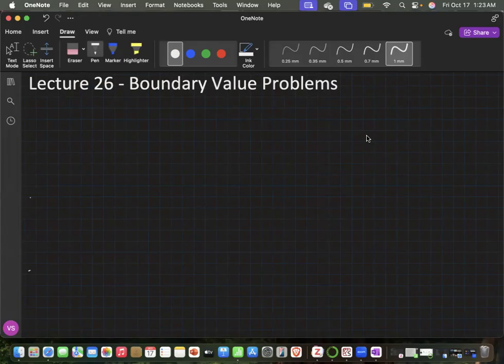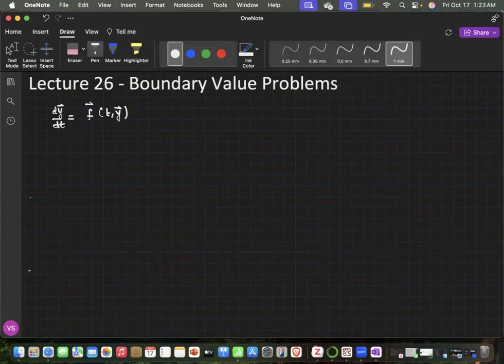So, today we are going to talk about boundary value problems. So far we have discussed ordinary differential equations of this form, right? So, these are either a single ODE or a system of ODEs, or a higher order ODE that could be reduced to this form, and so on and so forth.